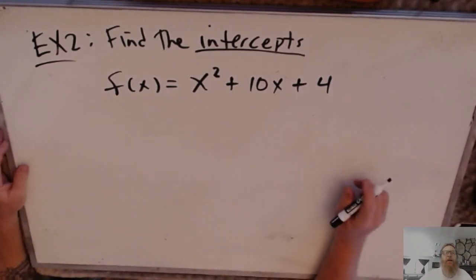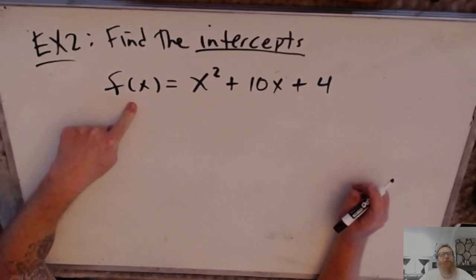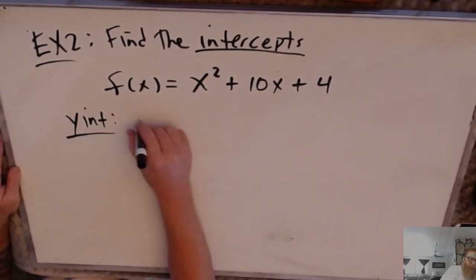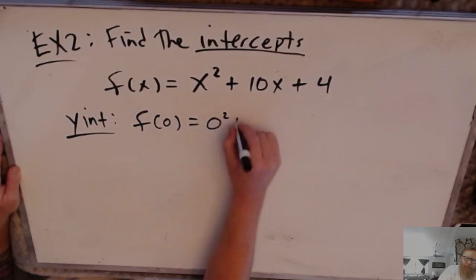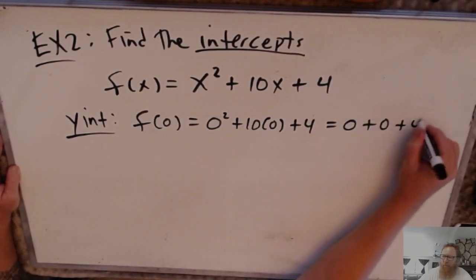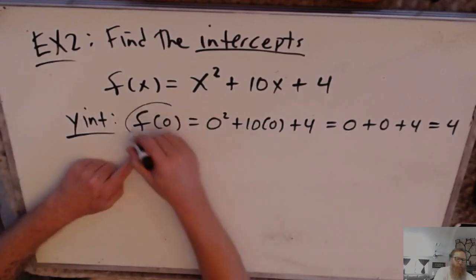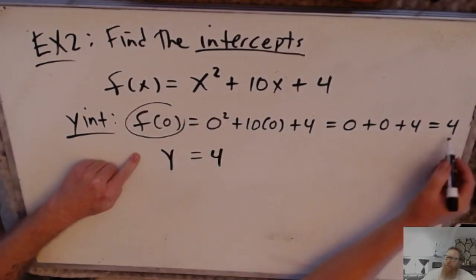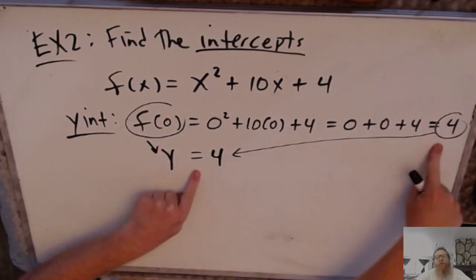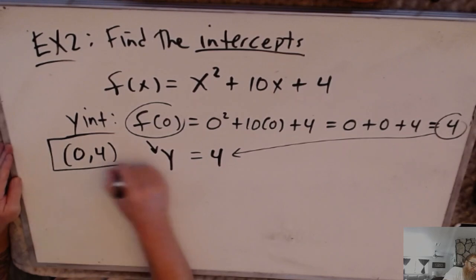Example 2, find the intercepts. Remember, f of x just means y. Okay, so let's find the y-intercept. We're going to plug in 0 for x, and you're going to get 4. And remember, this just means y. So essentially, you're saying y is equal to 4. And so the y-intercept is (0, 4).